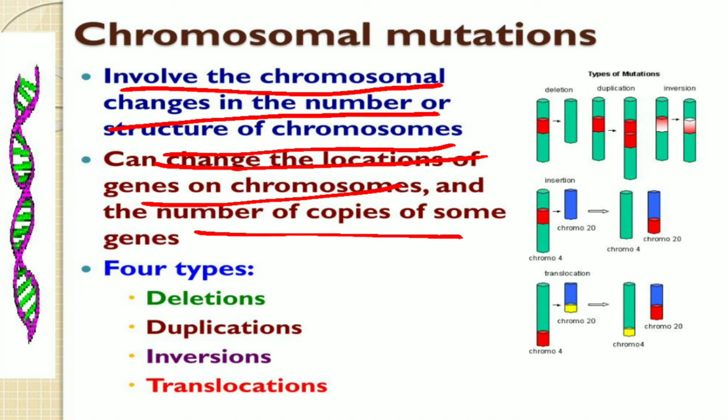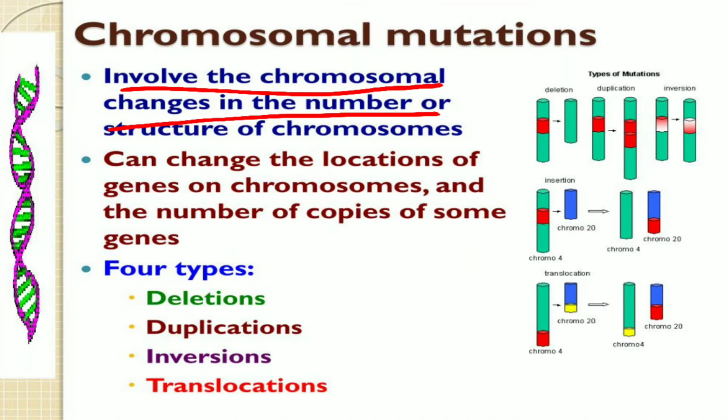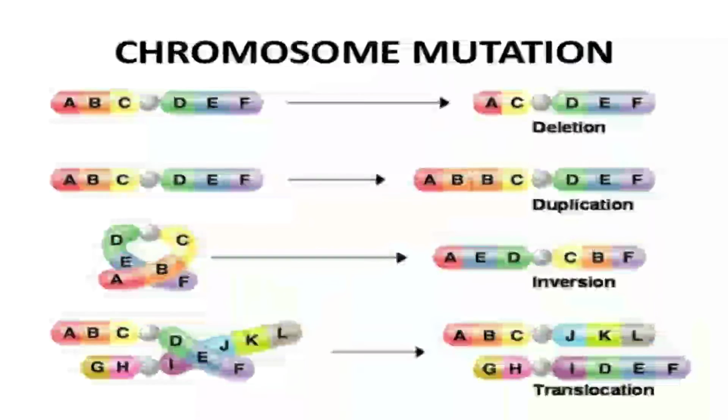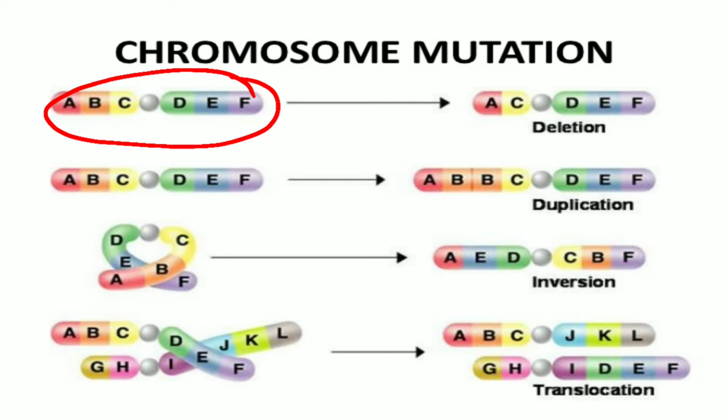There are four types of chromosomal mutations: deletions, duplications, inversions and translocations. I shall be discussing with you these various types of chromosomal mutation with the help of this diagram. So here in this diagram you can see this is the parent genome, where we have divided the chromosome into segments. These A, B, C are not genes, these are the segments of the chromosome.